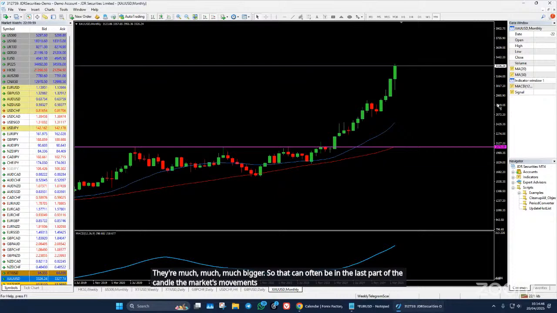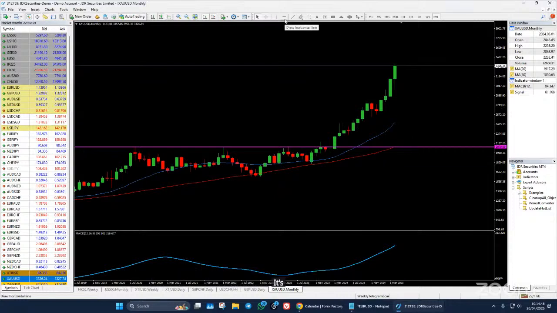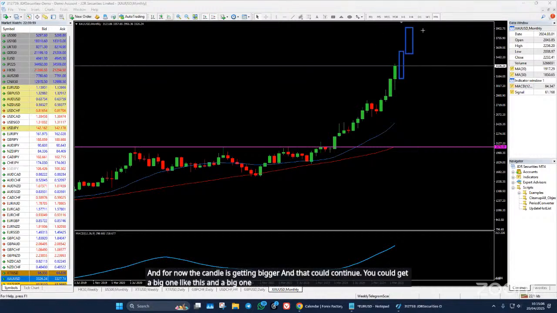But I want to just say something here. It's impossible now to really predict ahead of time where gold is going to stall. What I mean by that is we're looking at a monthly basis, and for now the candles are getting bigger, and they could continue. You could get a big one like this and a big one like this. It could really, really keep going.